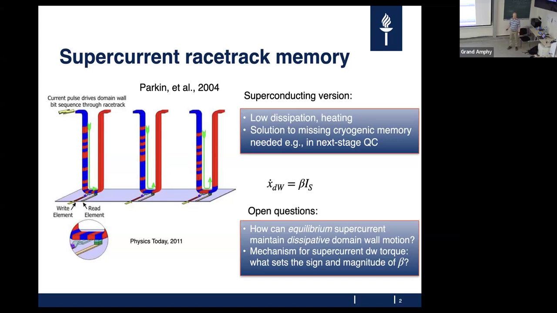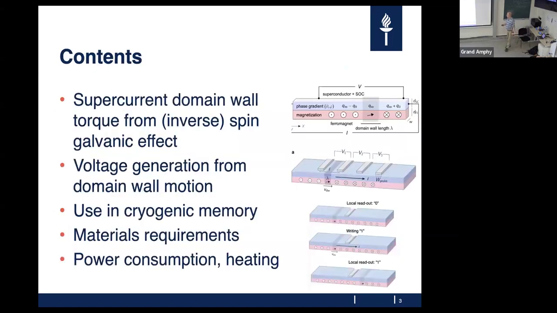The second question is, what is the mechanism for this supercurrent domain wall torque, or in a more technical way, what determines the size and actually the sign of beta? How do we know that if we run supercurrent in this direction, the domains will flow in one or the other direction? These are the questions I try to answer in my talk today.